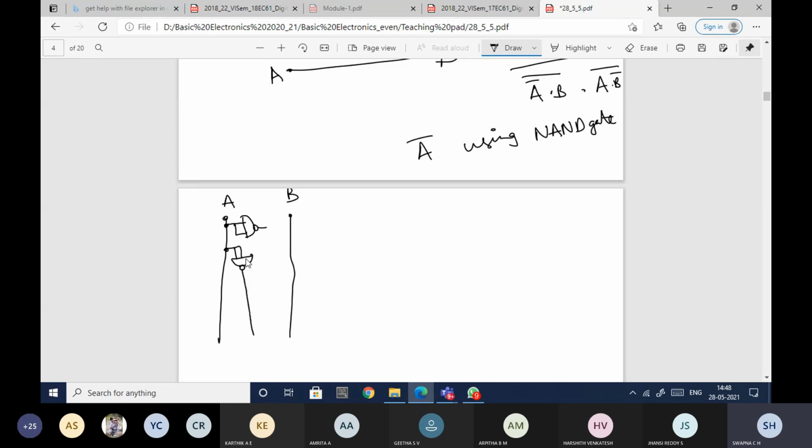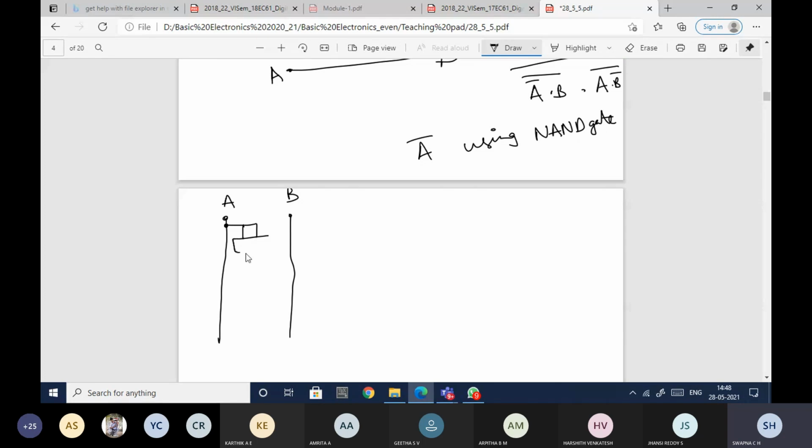People will make mistakes here. I've seen people drawing a different way of representing this. This is the right way. Okay. So I need not take this. I will directly take this. Let me draw it a little up. Okay.